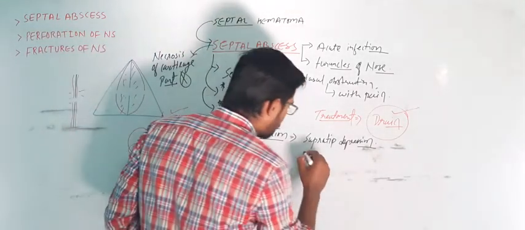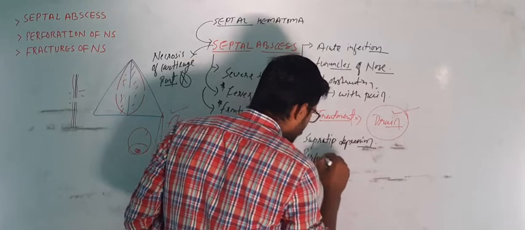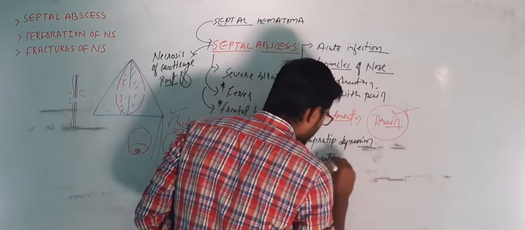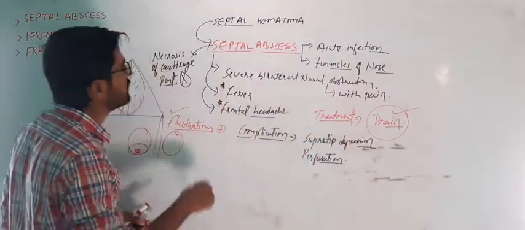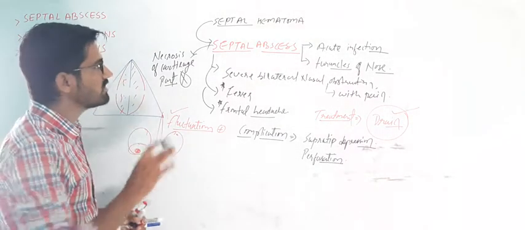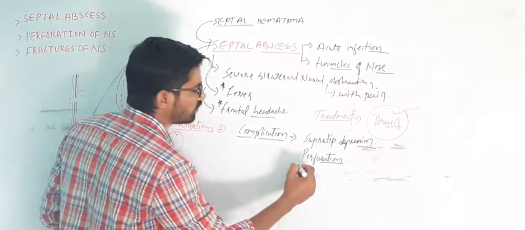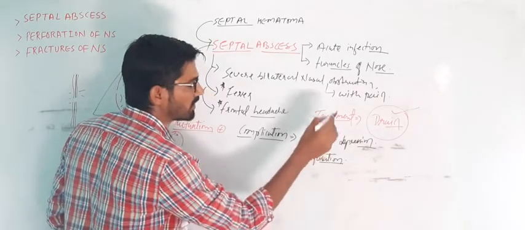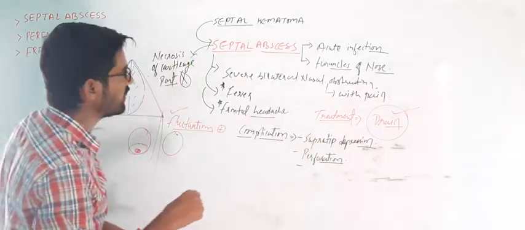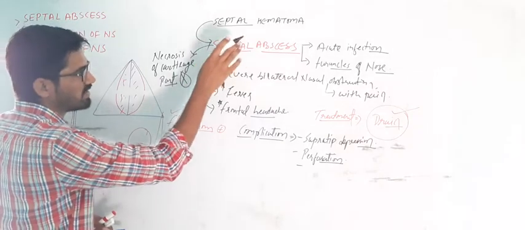Perforation is also a complication of the septal abscess. So these are the complications. External deformities you can add here: external deformities, supratip depression, and perforation. This is what happens in the septal abscess.